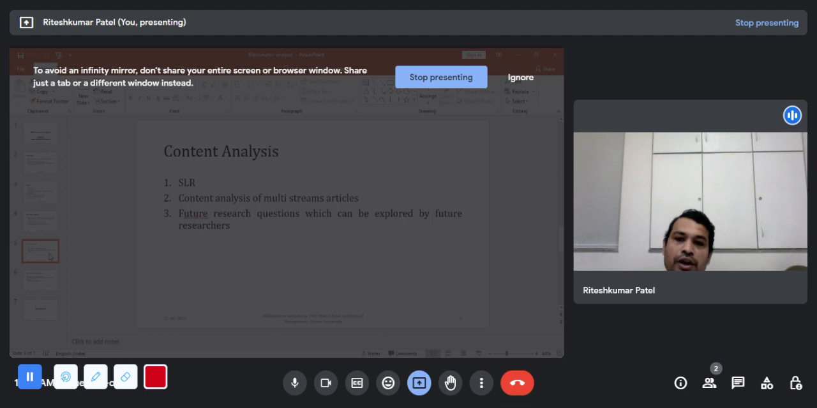Then you need to perform the content analysis. Under that you will do the SLR, that is systematic literature review. Under SLR you will understand how to perform the analysis and what analysis to do. Then you need to do the content analysis of multiple stream articles. Over there you will identify what kind of streams are to be covered and how they are to be covered. And the next thing I will do is cover the future research questions which can be explored by future researchers.